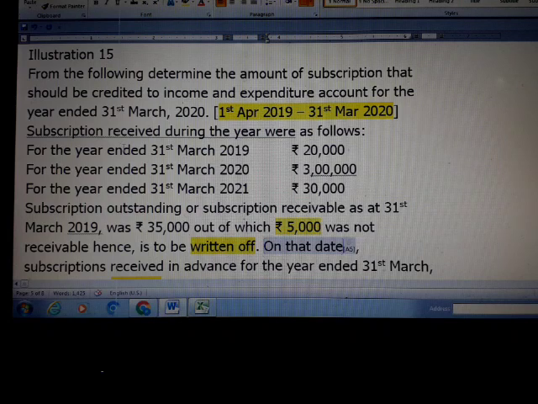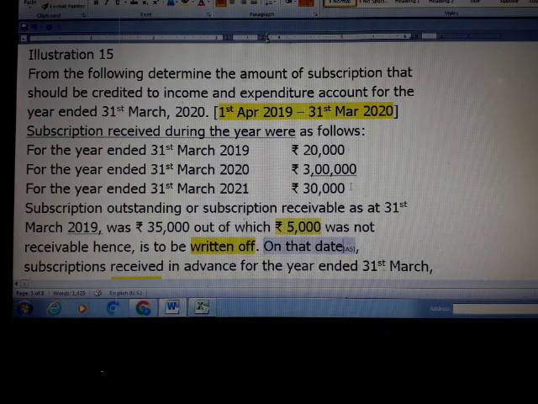Given here is problem number 15. From the following, determine the amount of subscription that should be credited to income and expenditure account for the year ended 31st of March 2020. That means we need to prepare a subscription account that needs to be shown on the credit side of our income and expenditure account pertaining to the year 1st April 2019 to 31st of March 2020.